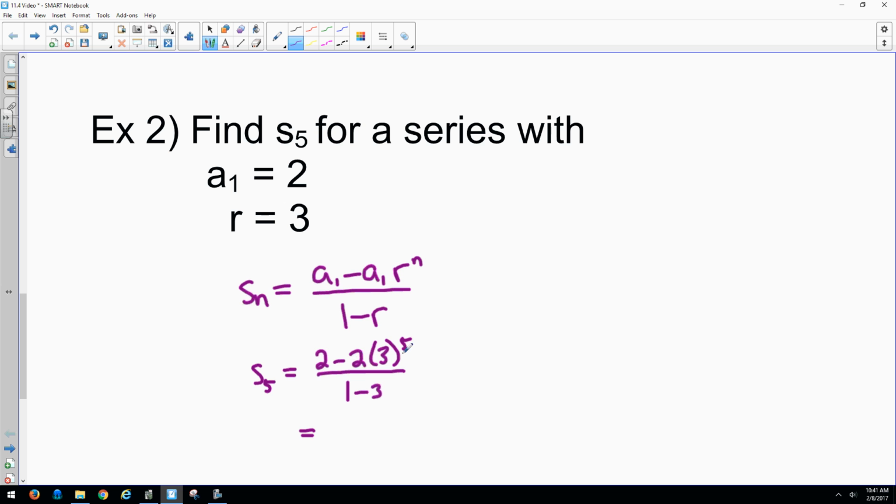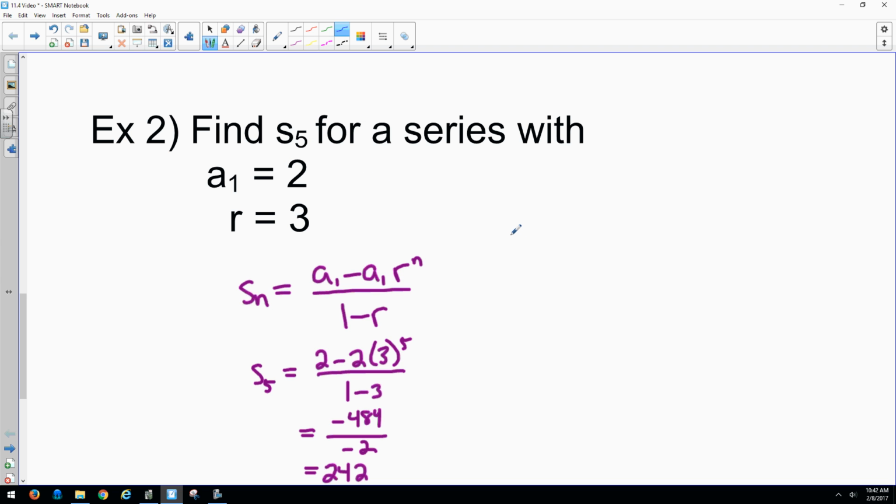So you can literally plug this right into your calculator. We're going to get negative 484 over negative 2, which is 242. Another way to do this problem, and this is really if you don't have that many terms to add up, is you can just find the first 5 terms and just add them up from there.